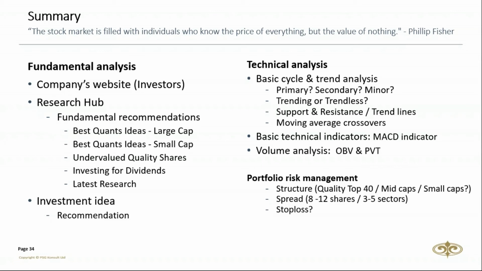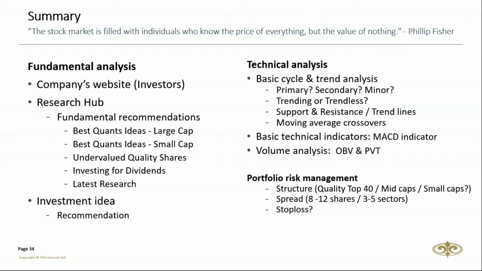So just in case your fundamentals and technicals are wrong, it's important to have portfolio risk management. So I always talk about the 3 S's. The structure of your portfolio: what kind of stocks you have in your portfolio. Are you looking at top 40? Bottom line, you look at quality stocks. That's what's important. Quality top 40, quality mid caps, and you might want to be looking at small caps. Small caps is a different kettle of fish. We're looking at more cash flow, looking at interest cover, because there's a different kind of risk there.